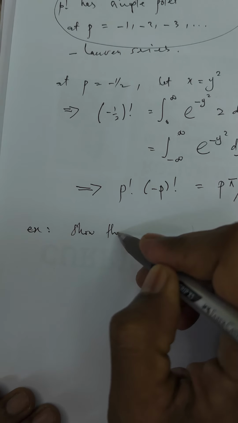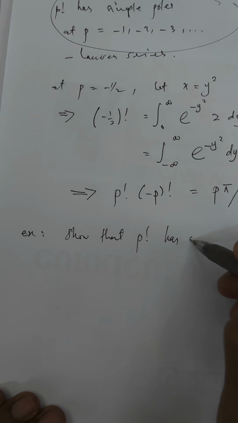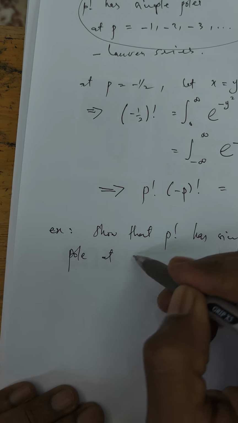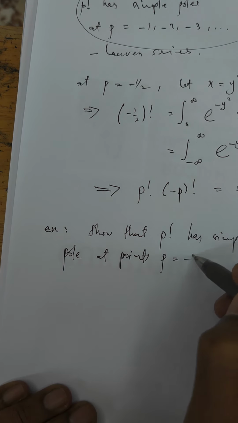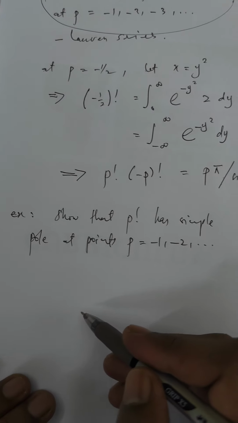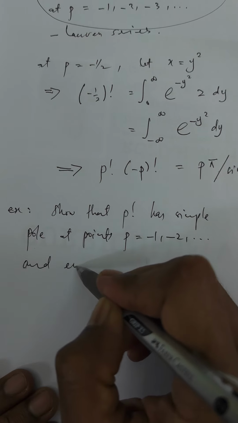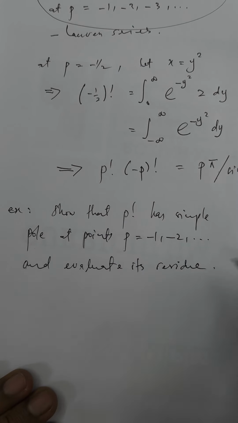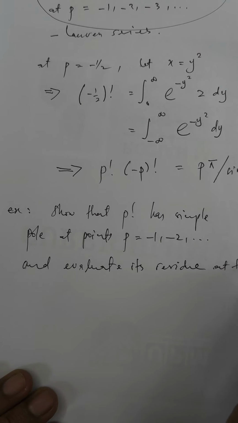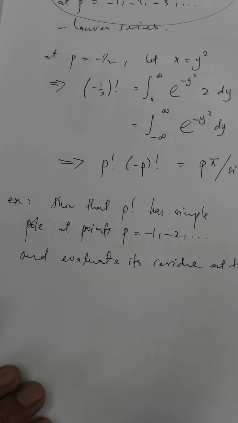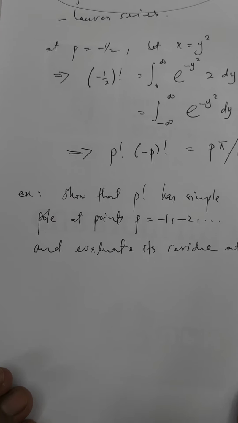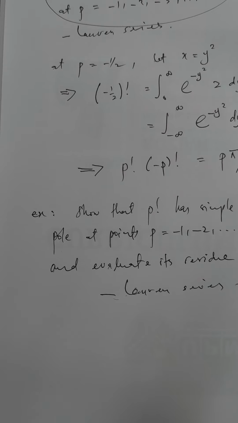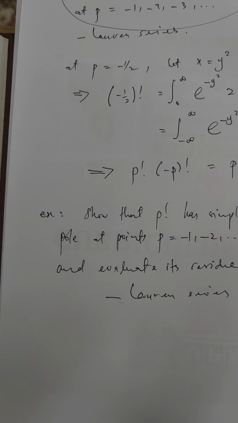Show that p factorial has a simple pole at the points p equal to -1, -2, and so on, and try to evaluate its residue at these points. As I mentioned earlier, you need to write those things as a Laurent series. Try to find the poles as well as evaluate the residues.